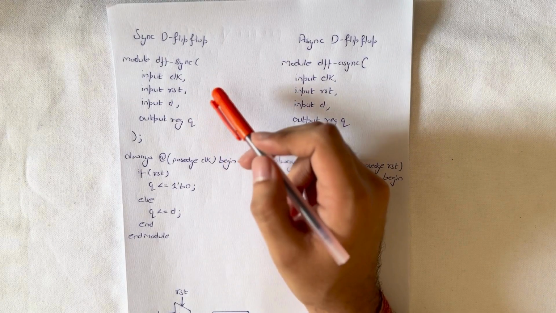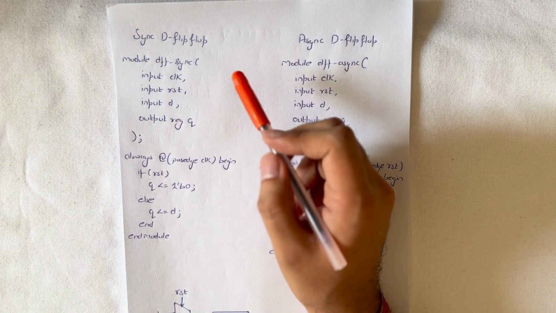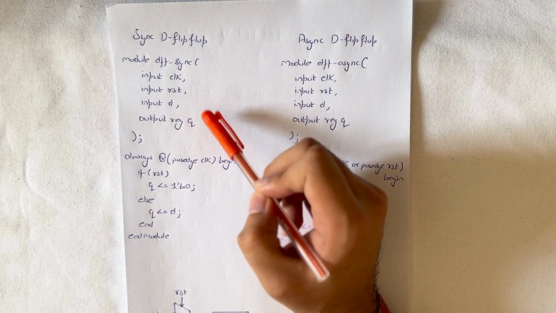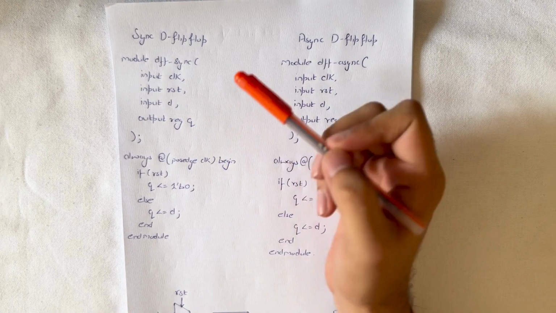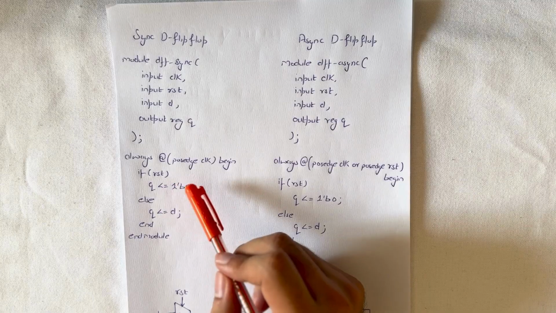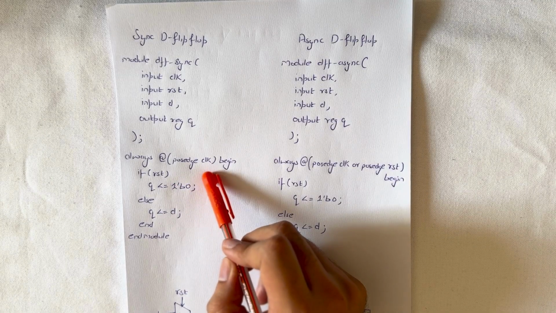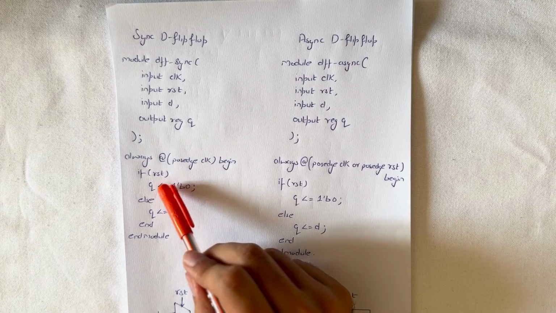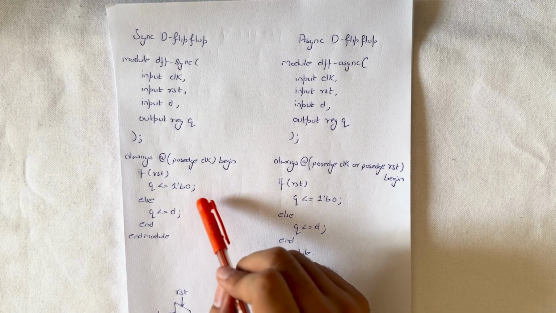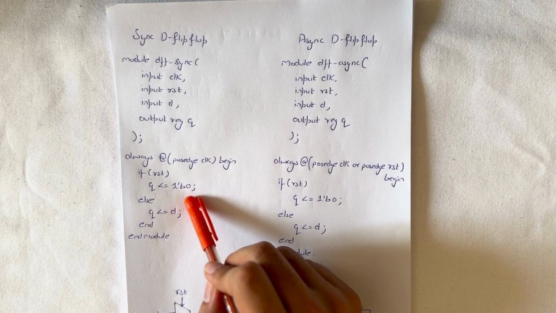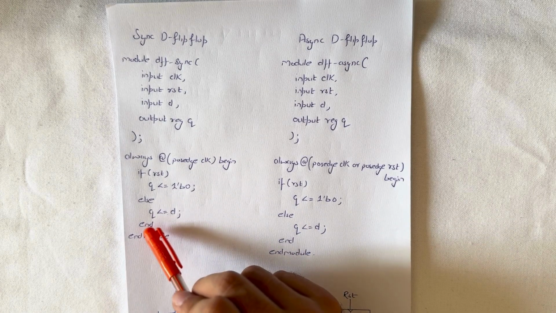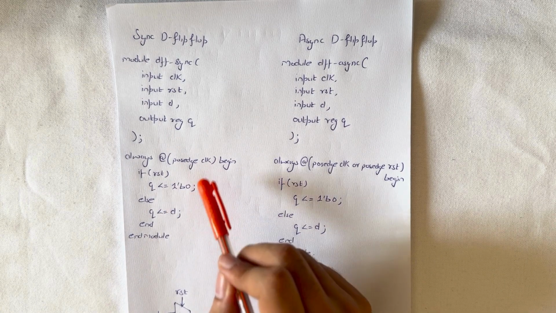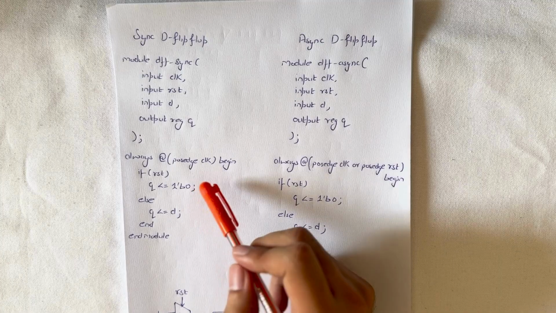Coming to the Verilog code, first for synchronous D flip-flop, we have three inputs: clock, reset, D, and one output, which is Q. Here, the always block is triggered at the positive edge of the clock. Inside the block, we check the reset condition. If the reset is active, the output becomes 0. Otherwise, the value of D gets transferred to Q. Since the reset is checked inside the clock block, this is a synchronous reset design.